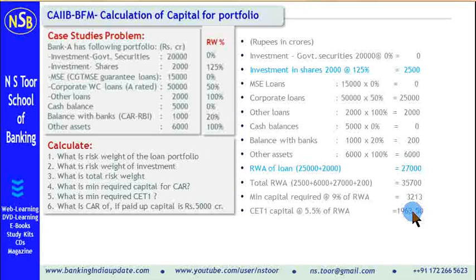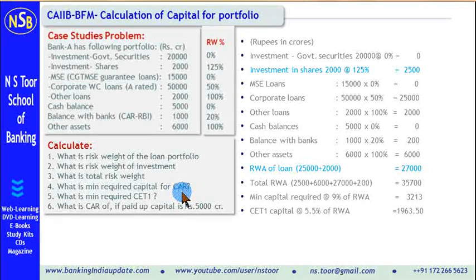Now based on this information which we have calculated, we can answer these questions. So our first question was, what is risk weight of loan portfolio? So risk weight of loan portfolio is 27,000 crores. Second, risk weight of investment portfolio. So risk weight of investment portfolio is 2,500 only. What is the total risk weight value? So it is 35,700.